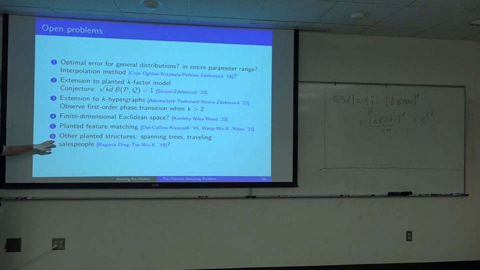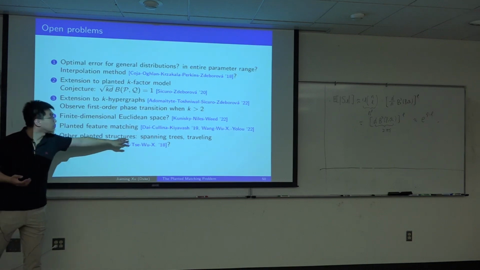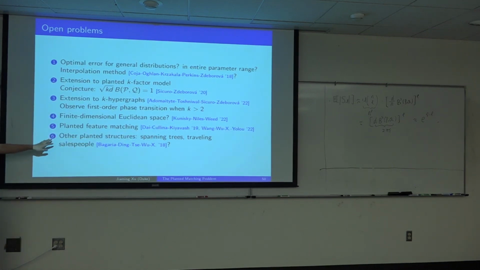And the last point is that you can also consider other planted structures. For example, two interesting cases are spanning trees, or the traveling salesman, or salespeople. Okay, so those are quite interesting open problems I want to mention. If you're interested in any of this, feel free to talk to me. I'm here during this week, so I'm happy to talk with you more about that.